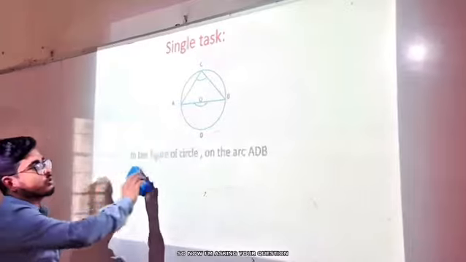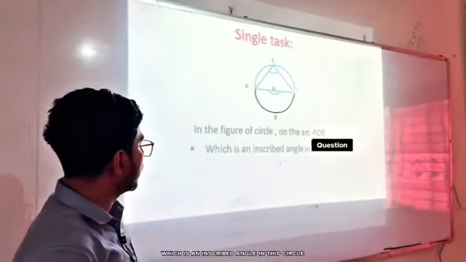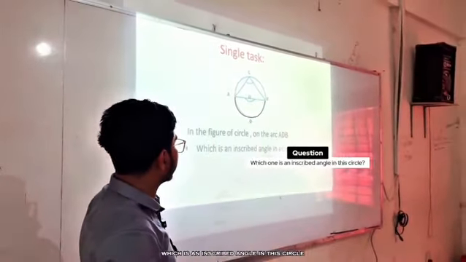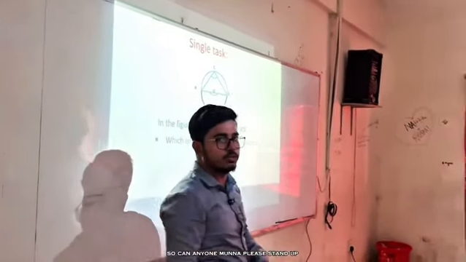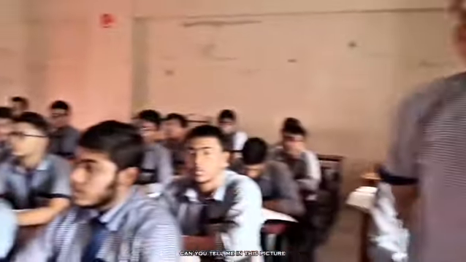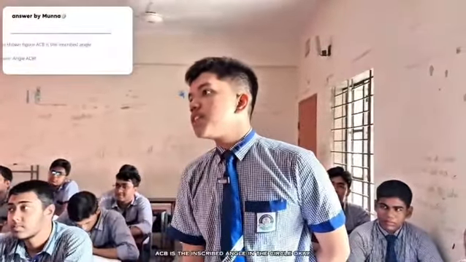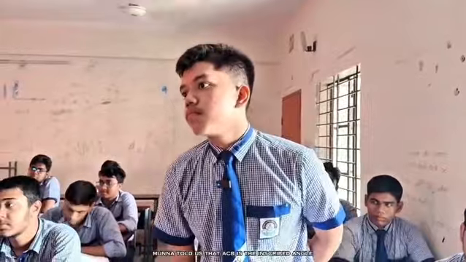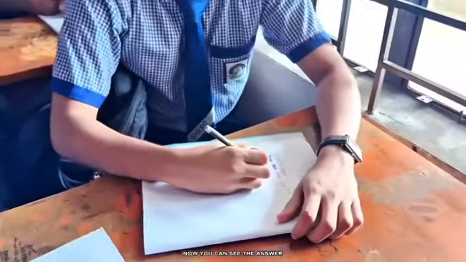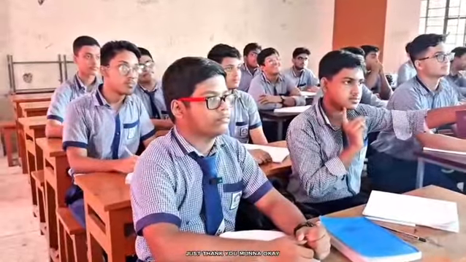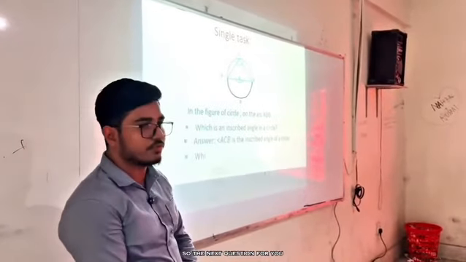Now I'm asking you a question. Can you tell me which is an inscribed angle in a circle? Can anyone stand up? Can you tell me in this picture which is the inscribed angle in the circle? In the shown figure, ACB is the inscribed angle in the circle. Okay, the student told us that ACB is the inscribed angle. Now let's see the answer. ACB is the inscribed angle.